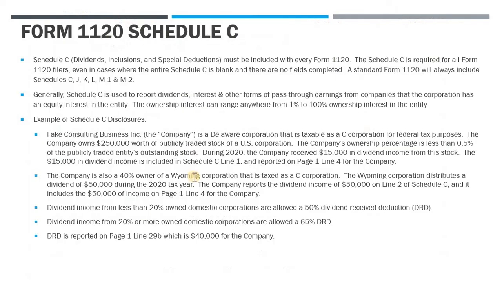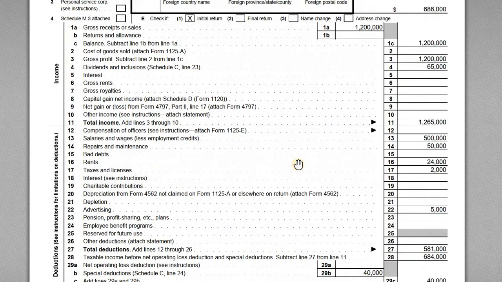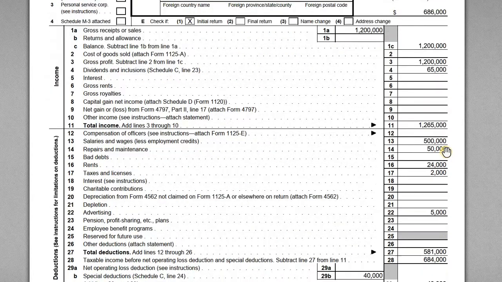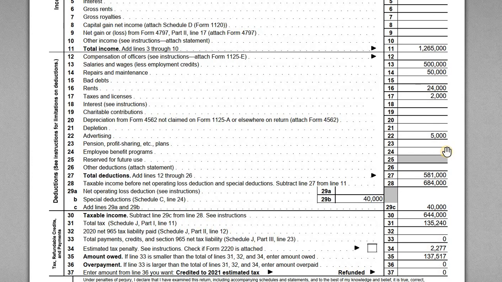So I think that covers it for the... Oh, let me just touch on page 1. Sorry. So you can see how this all turns out. So again, we have the $65,000 in dividend income included here on page 1, Form 1120, and then the DRD special deduction is on line 29B.